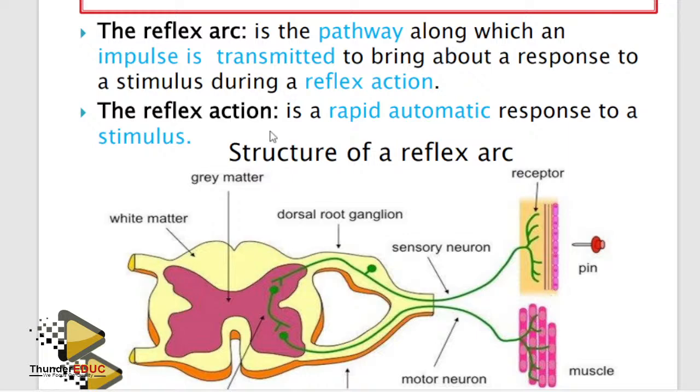Reflex arc is a pathway along which an impulse is transmitted to bring about a response. That's the reflex arc. Or you can say that a reflex arc is a path traveled by the impulse during the reflex action. Simple. Reflex action, you talk about a rapid automatic response to the stimulus. Sometimes you say a rapid involuntary response to the stimulus. You understand? Yes. So please know that.